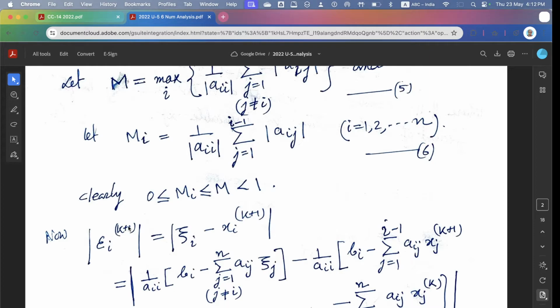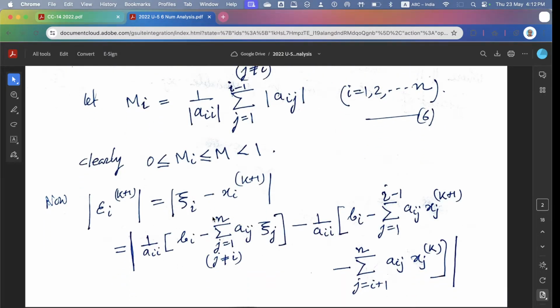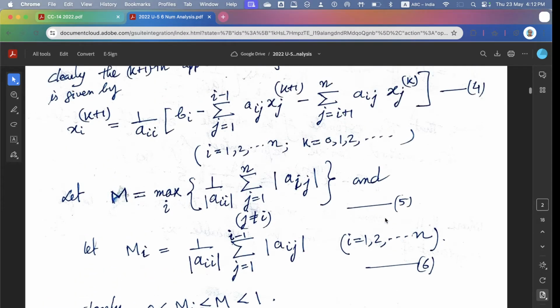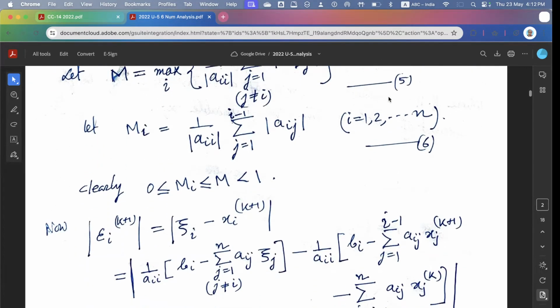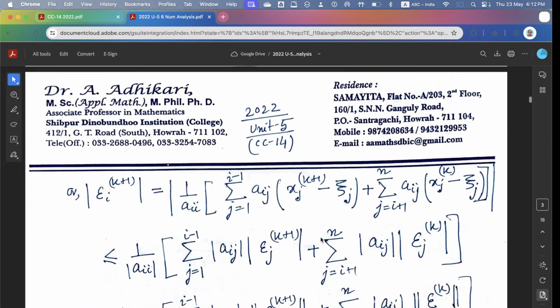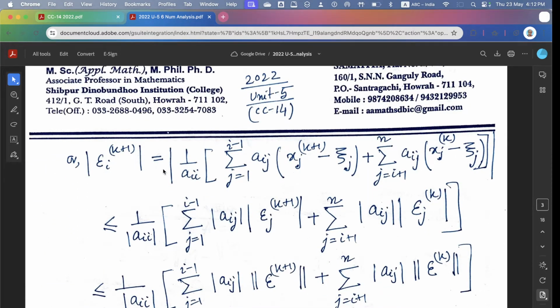Now, epsilon_i^(k+1) is equal to modulus of xi minus xi^(k+1). Here xi^(k+1) is given from equation 4, and xi is the exact solution. So put the exact solution in the equation, 1 by aii times bi minus summation over j equal to 1 to n of aij xj, and this gives modulus of epsilon_i^(k+1) equal to modulus of this.